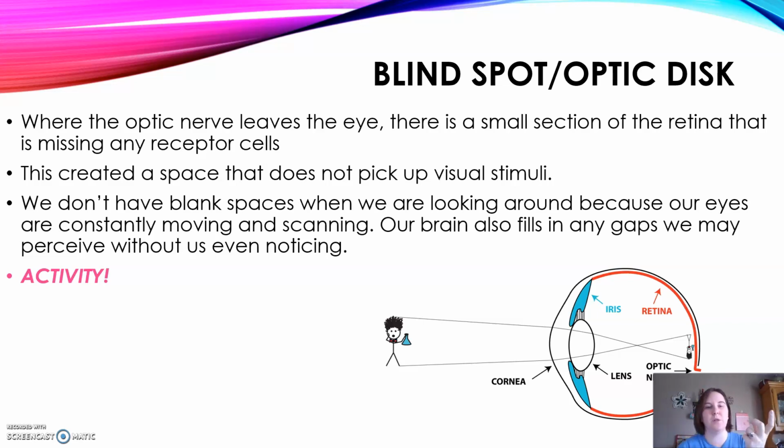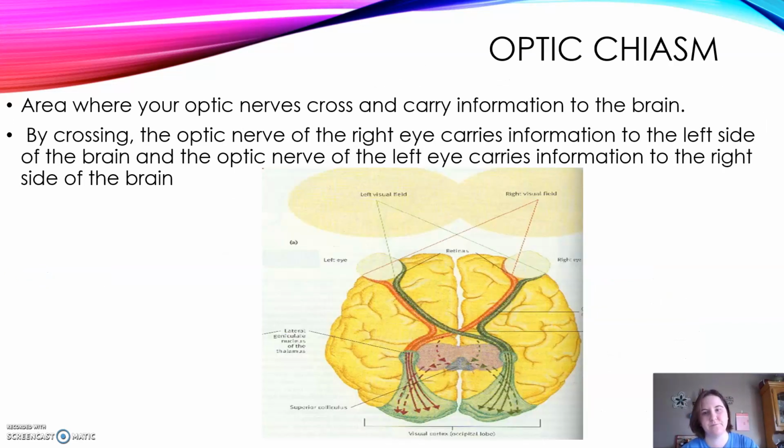So it can be called the blind spot or the optic disc. It's exactly the same thing. It's just where the nerve leaves the eyeball. So you have no receptor cells there. No retina is actually in that place. So there's nothing to process our vision.